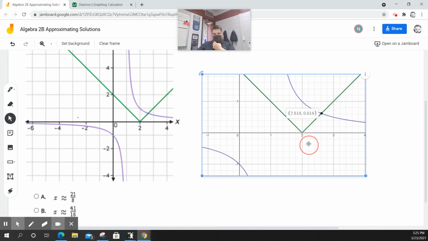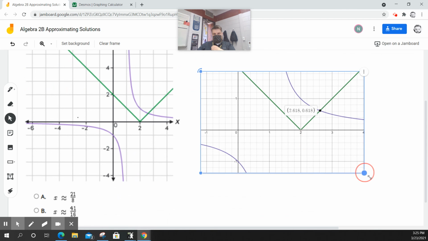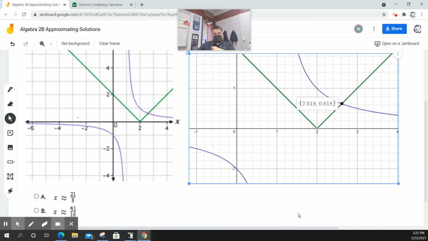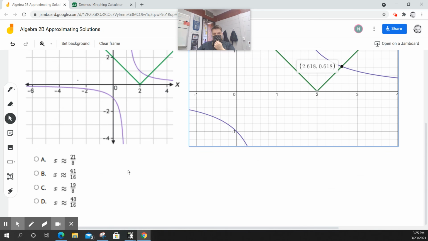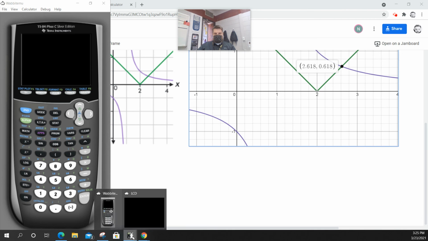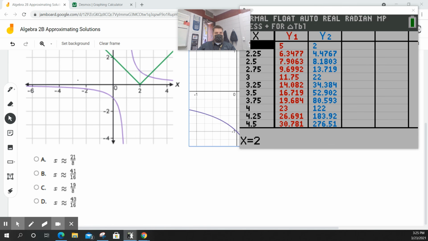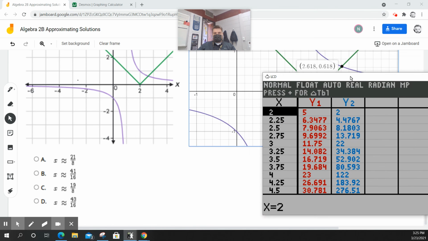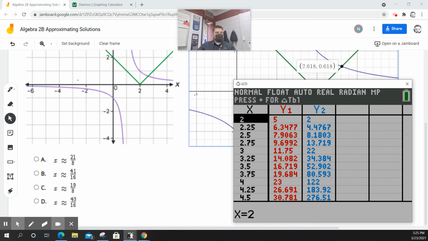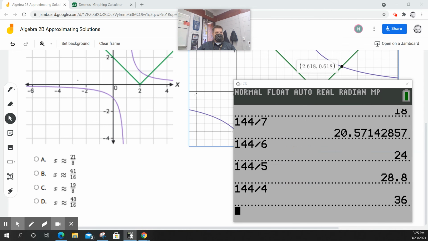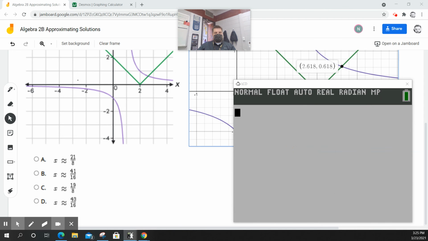So here's the thing though. It's 2.618, but notice that none of the answers are 2.618. So I've got to use a calculator. I'm going to pull the calculator up, and I'm going to have to type in some numbers to see which one equals 2.618.